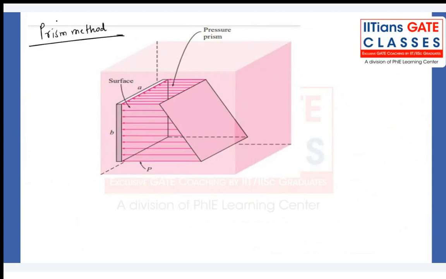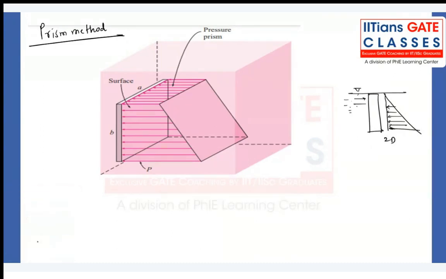Whatever 2D figure you have drawn till now is a plate immersed in a liquid, with atmospheric pressure acting. Let's suppose there is a liquid and the pressure variation will be something like this. That is a 2D figure. In a 3D figure, you will be getting a prism only.